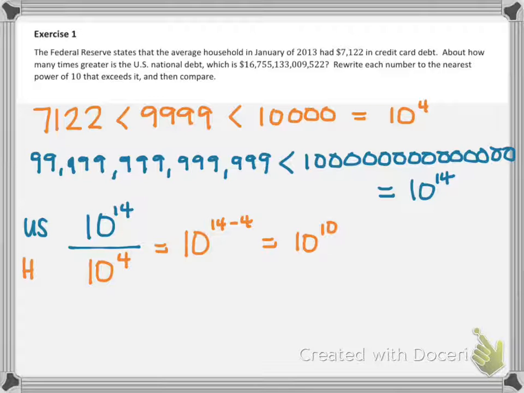So when we compare the U.S. national debt to the average household debt, the U.S. debt is 10 to the 10th times bigger than the average household debt. Okay, so we're just taking what we've learned in the previous lesson and now comparing and using what we know about exponents to compare our two situations.